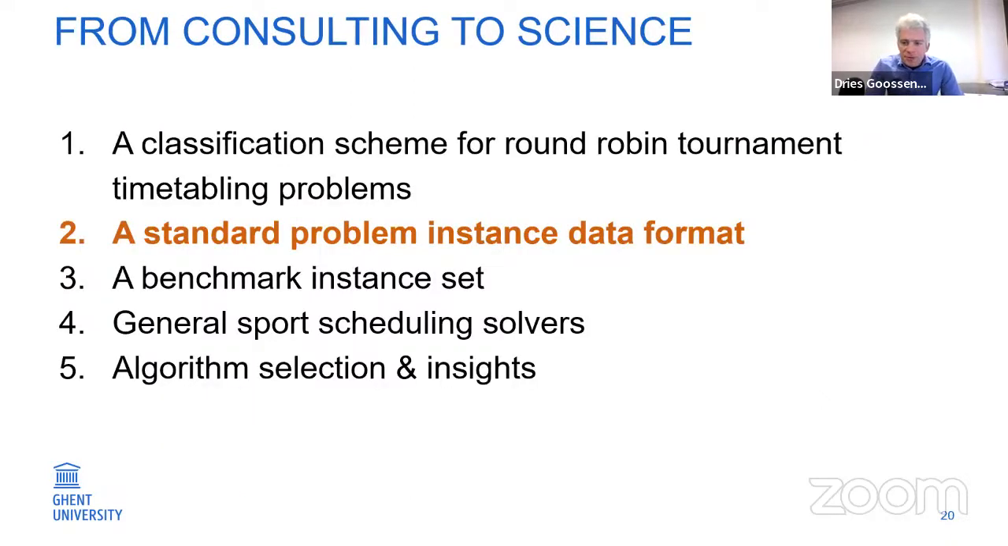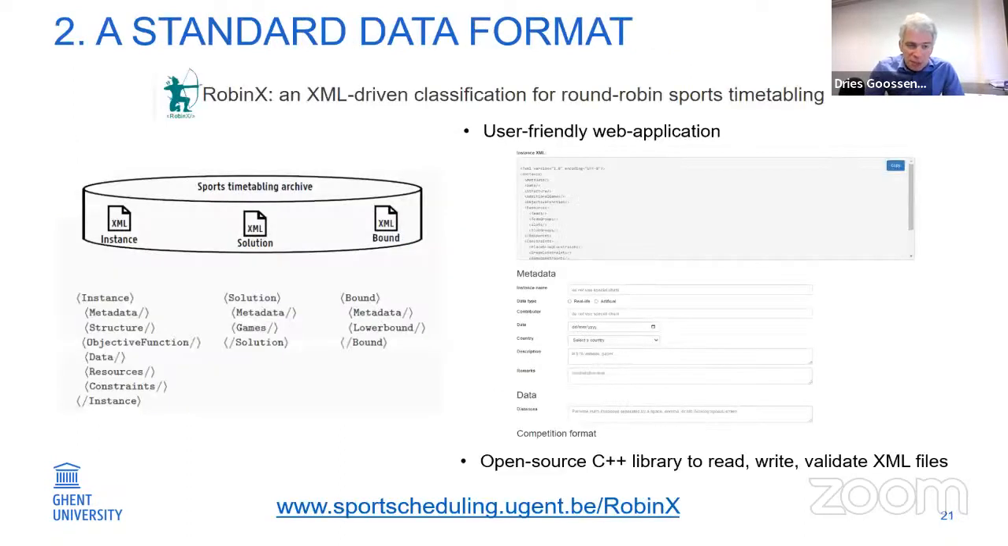Okay, so that's the first step. Amongst all these different sports scheduling problems, we have created some structure, some order with this classification. The second step is to generate a standard problem instance data format. In our case, we opted for XML. I'm aware that there are other options. Actually, before we did this, there was an attempt to do it with text-based formats, also in sports scheduling. But I think XML, in the end, is the more comprehensive one.